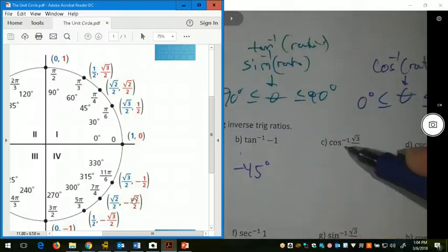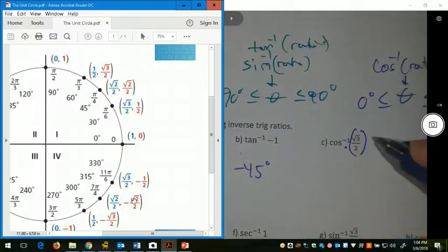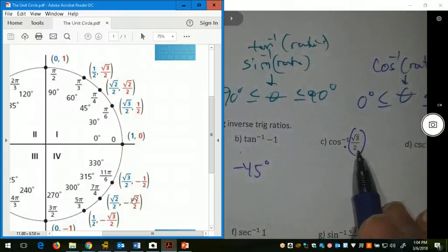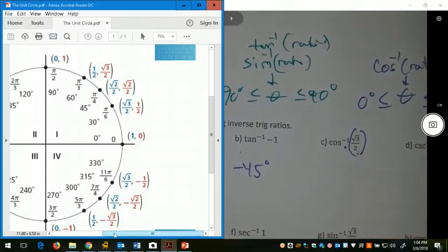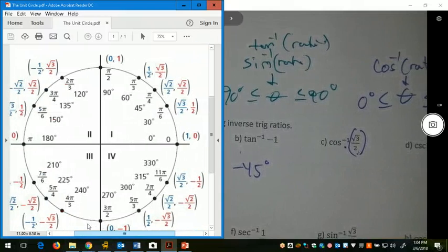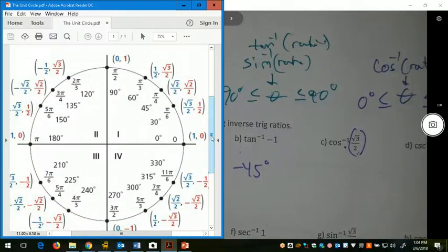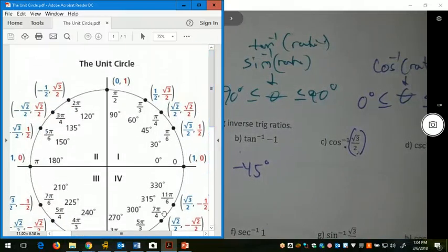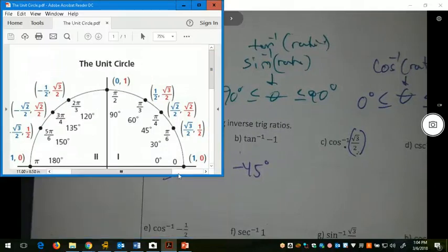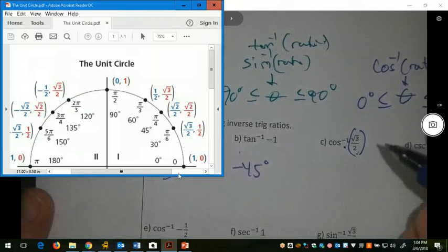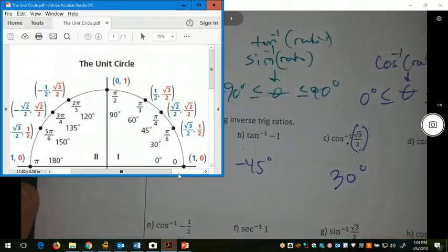Cosine inverse, we're finding the angle of when the ratio is positive square root of 3 over 2. Well, if I'm doing cosine inverse, I'm now ignoring the bottom half of the unit circle and focus only on the top half. So 30 degrees is where it's square root of 3 over 2.